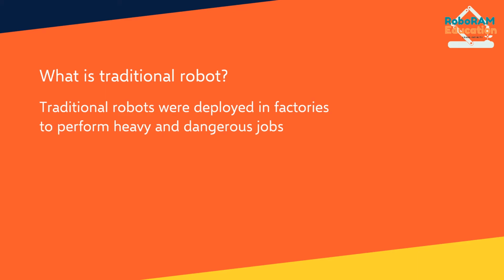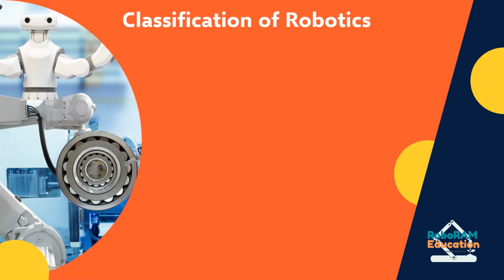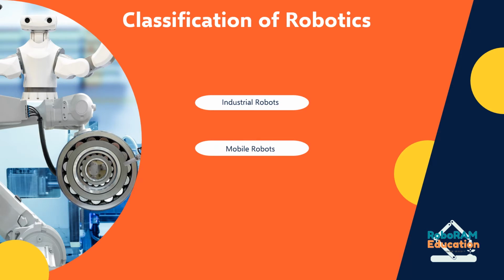Wonder what is a traditional robot? Early robots, or traditional robots, were deployed in factories to perform heavy and dangerous jobs. Let's run through different types of robots: industrial robots, mobile robots, and humanoid robots. Initially, let us have a look at industrial robots.